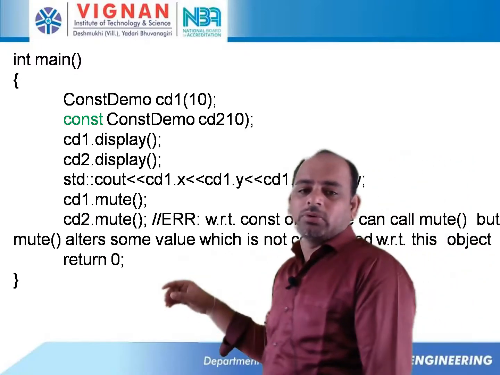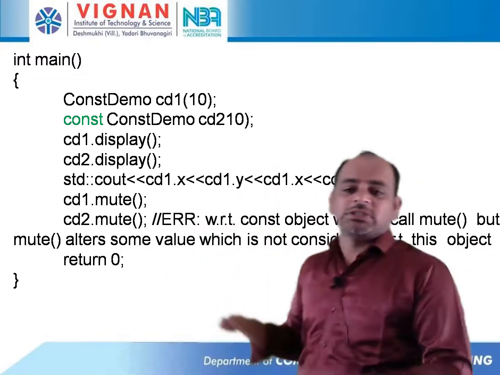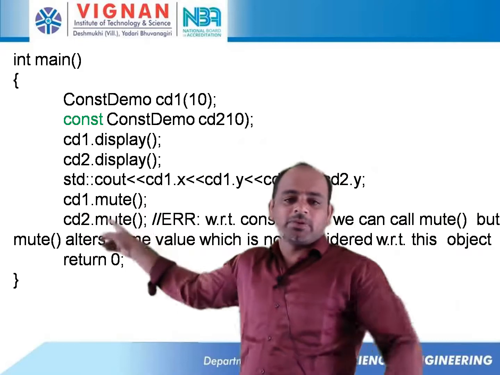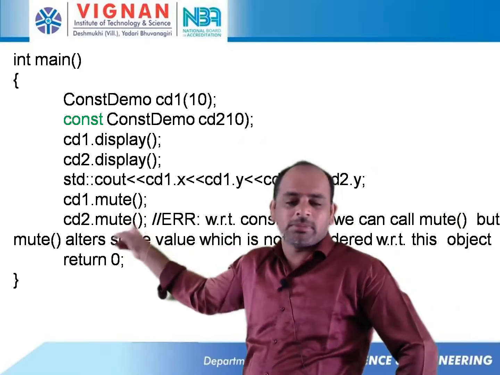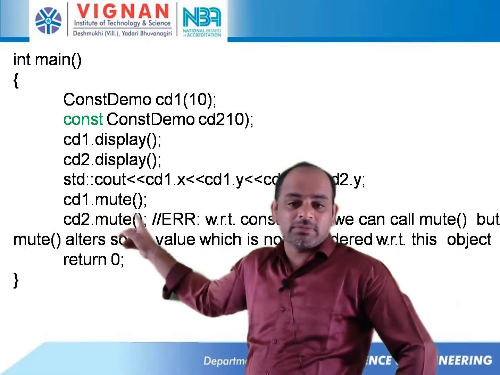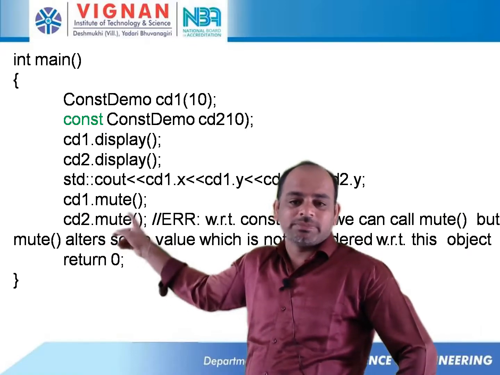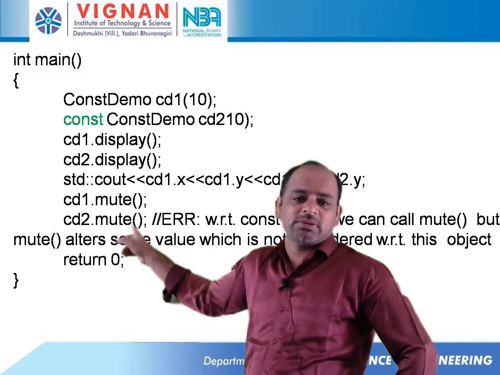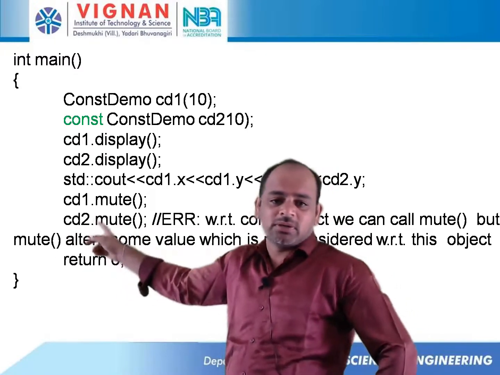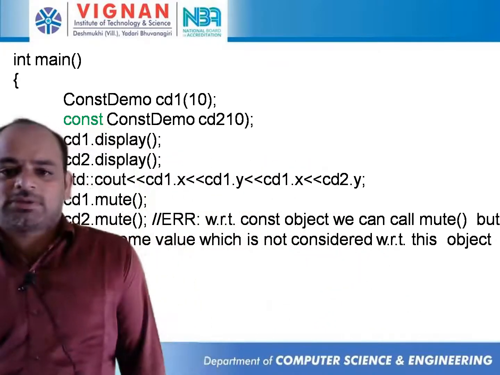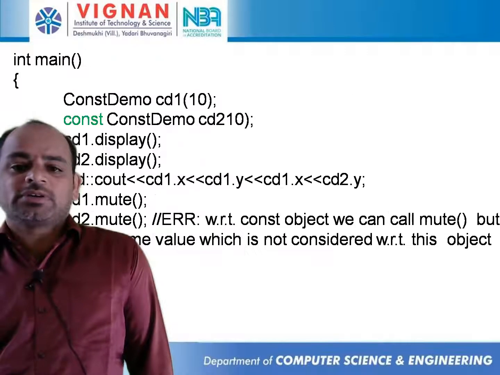Mute is a member function, but it alters a value of this object, which is not allowed for a constant object. It is trying to change the value of x, and x is a non-constant variable here. Any attempt to change a non-constant variable through a constant object gives an error, because CD2 is a constant object. And finally return 0. So this is about constant members. In the next class, we'll see about constructors. Thank you.